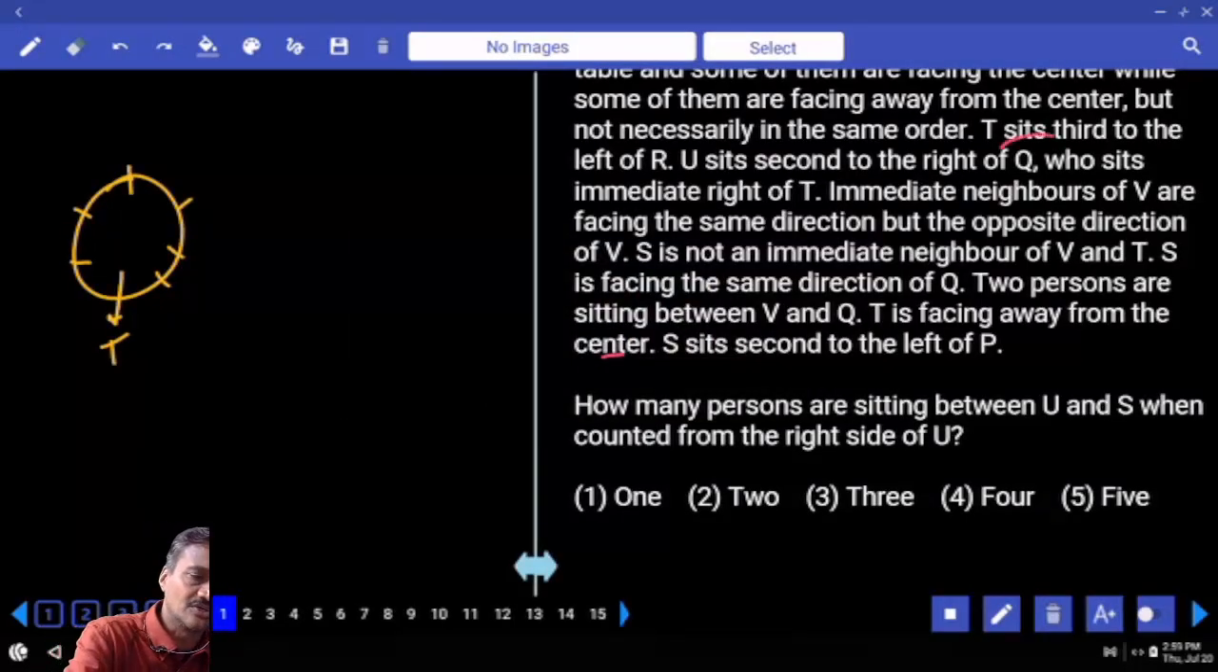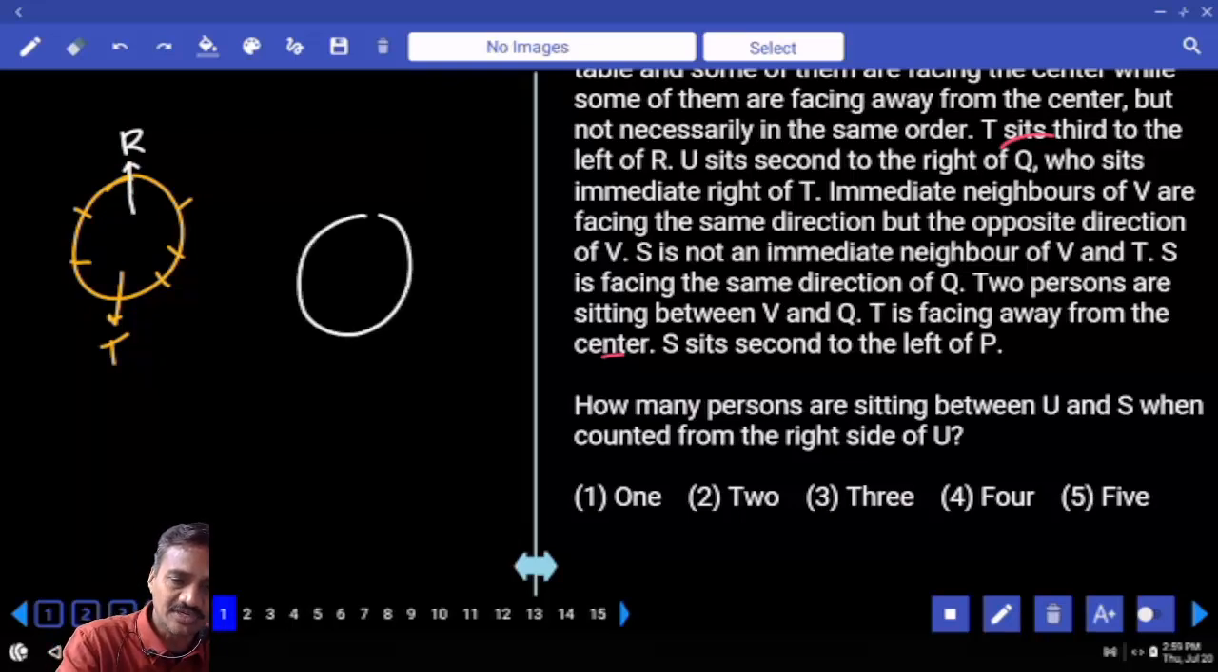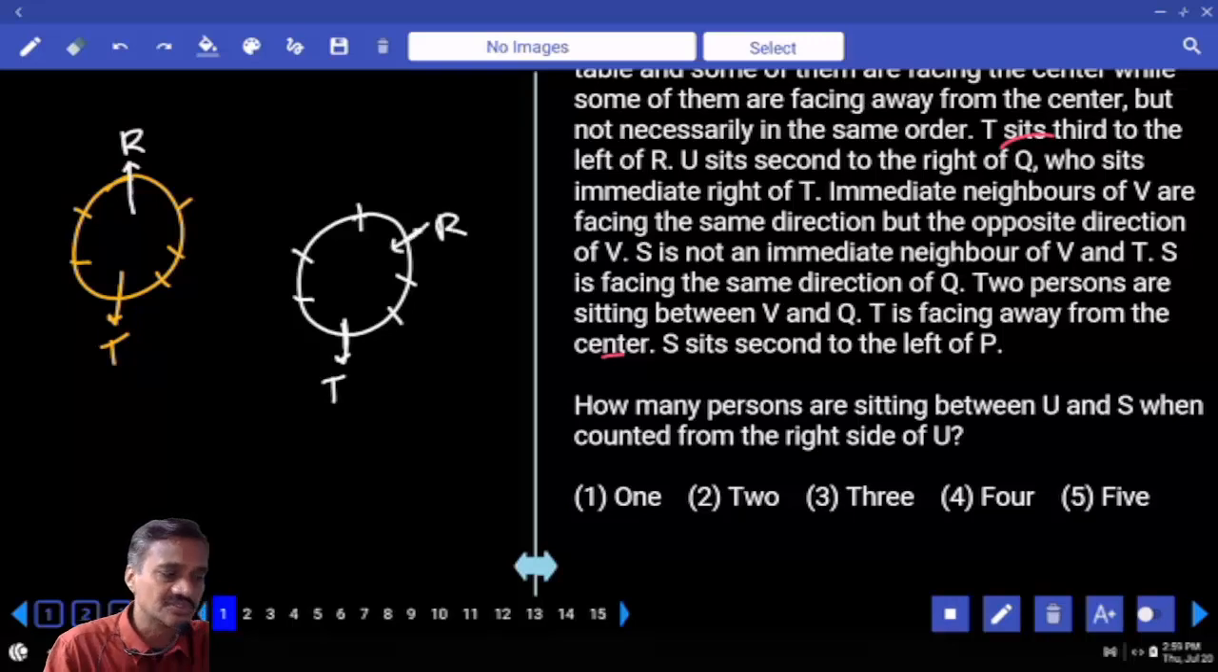As T is seated out to the left of R, if R is here, then R must be away from the center. Are you getting this one or not? What is the next possibility we have? Now 7 persons, 1, 2, 3, 4, 5. Now if T is away from the center, and T sits out to the left of R, if R is here, R must be facing towards the center. Are you getting this one or not?